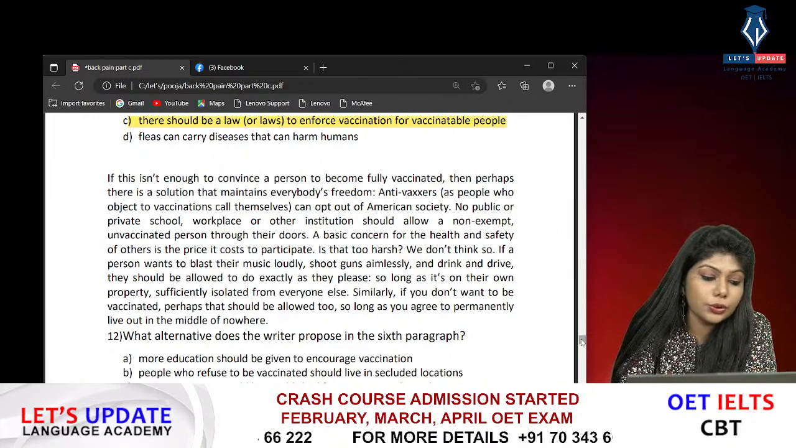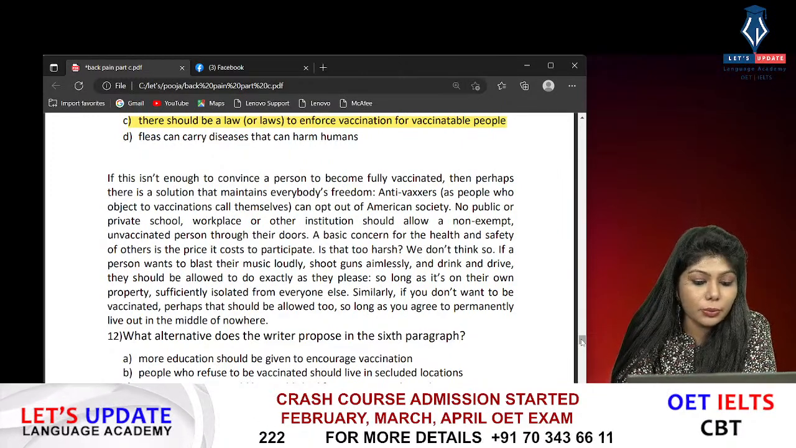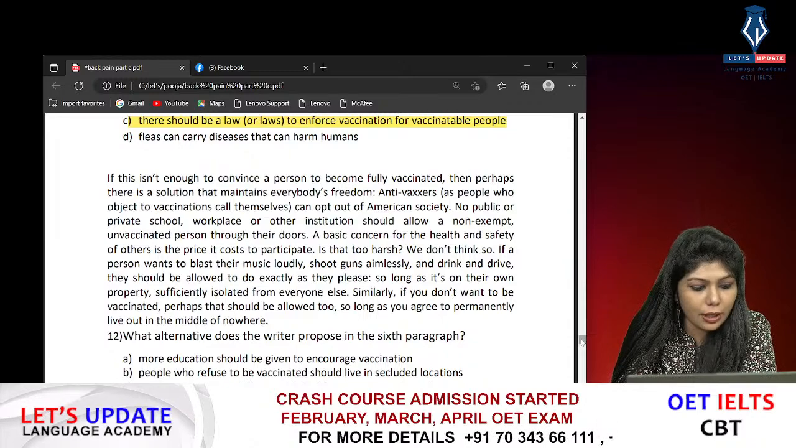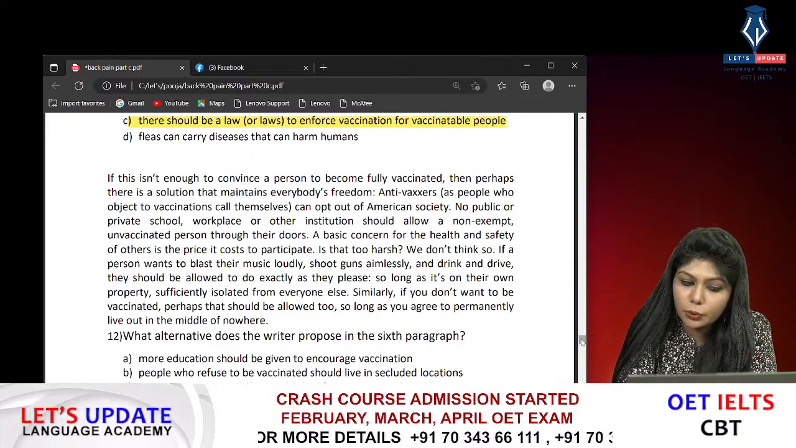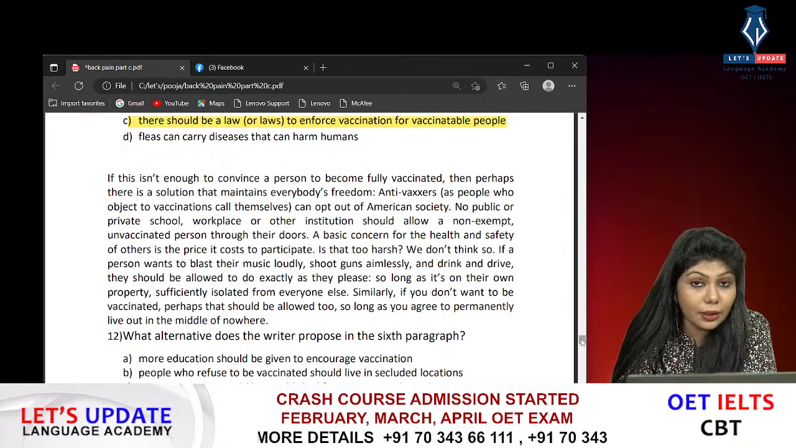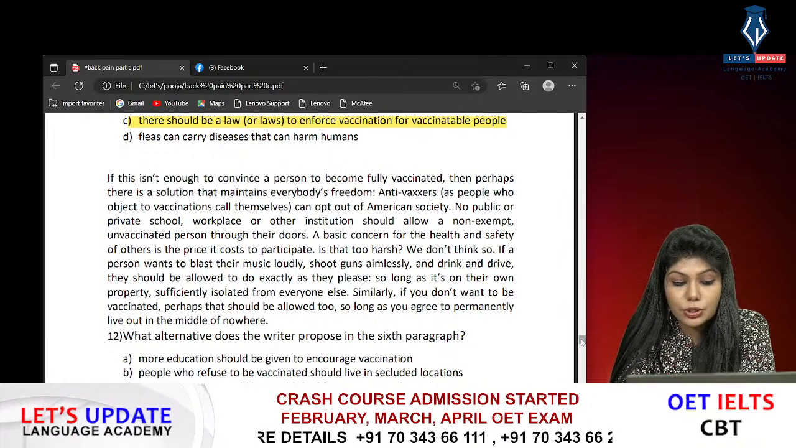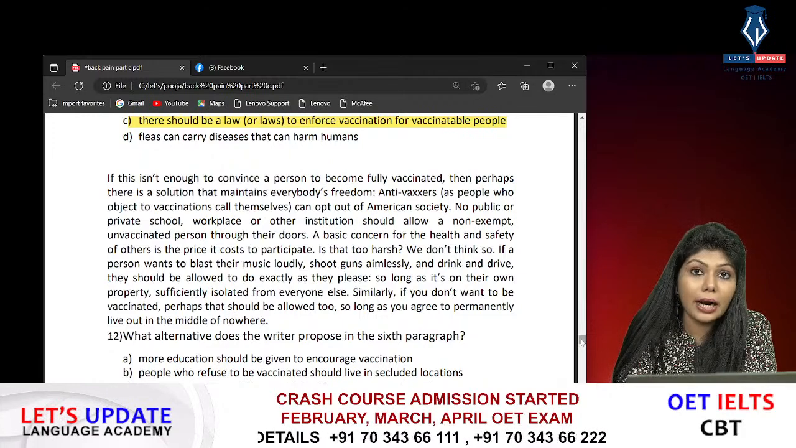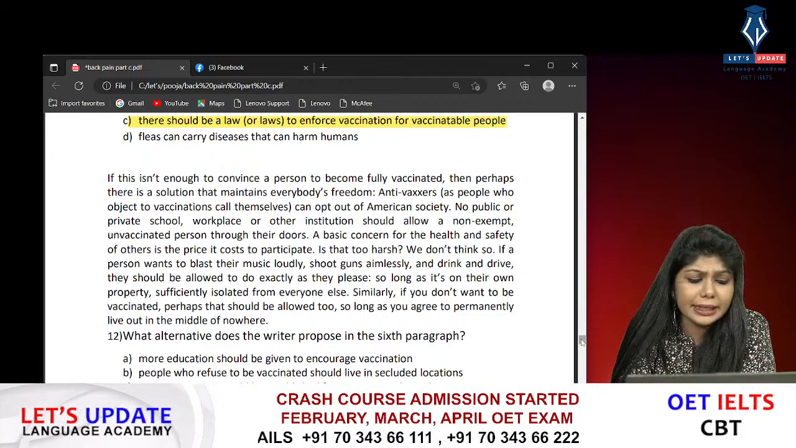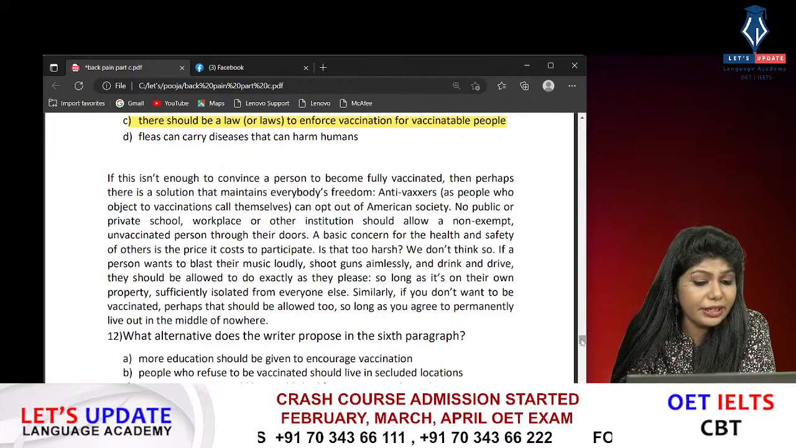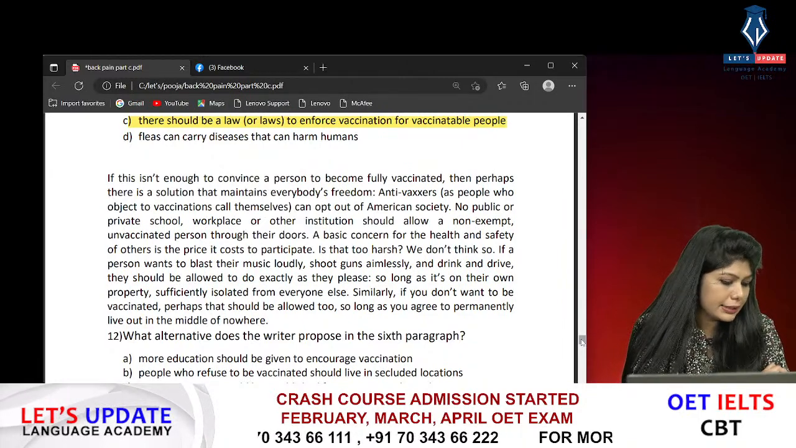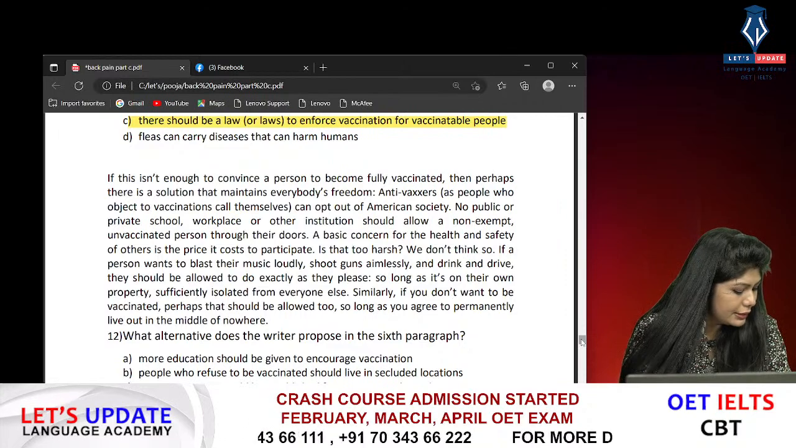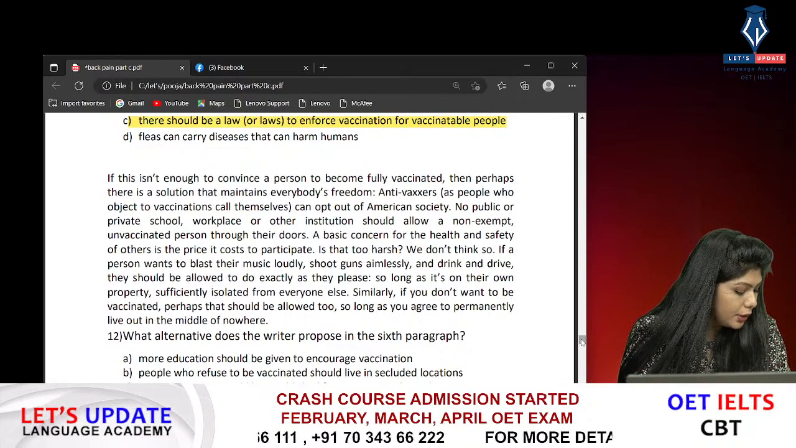And now moving to the question, what alternative does the writer propose in the sixth paragraph? And the options are: A, more education should be given to encourage vaccination. B, people who refuse to be vaccinated should live in secluded locations. C, some institution could be established for unvaccinated people. And D, harsh laws should be passed to enforce vaccination. So, what do you think is the answer? Please put in your choice of answers in the comment section in Facebook.